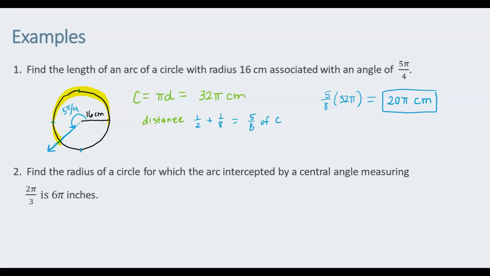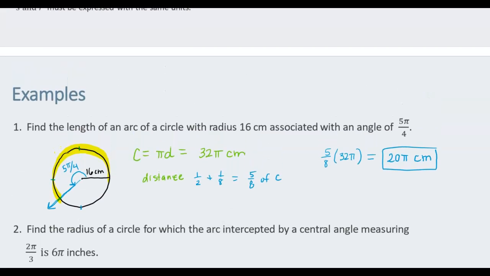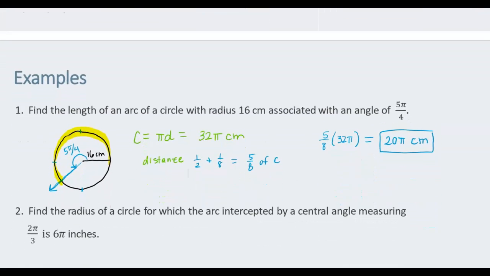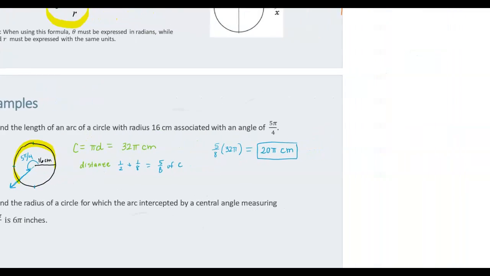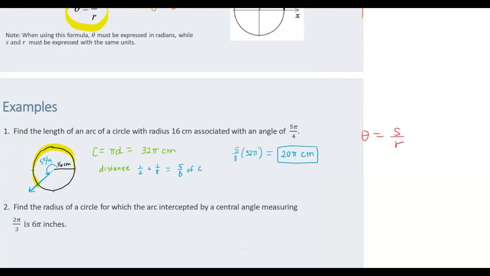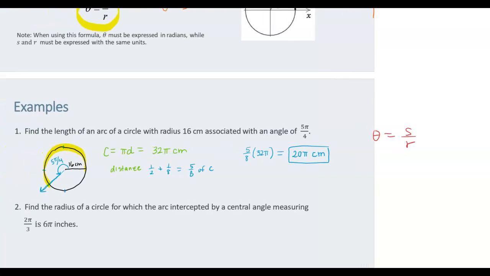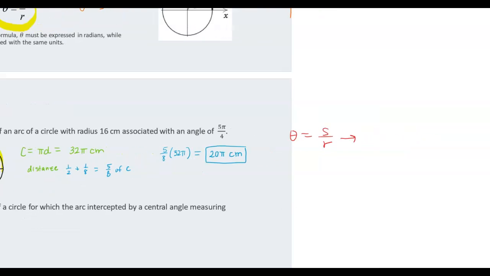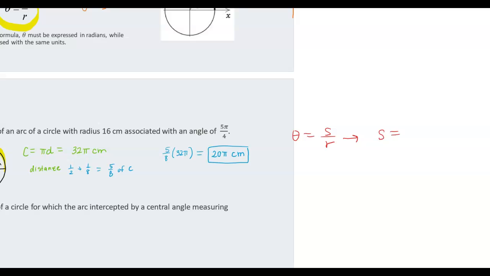Let's look back at the slide before and use this formula instead. The formula that they gave us was theta equals s over r, and we're trying to find s, the arc length. So rearranging this formula, we have that s, the arc length, is equal to theta, the angle, times the radius.